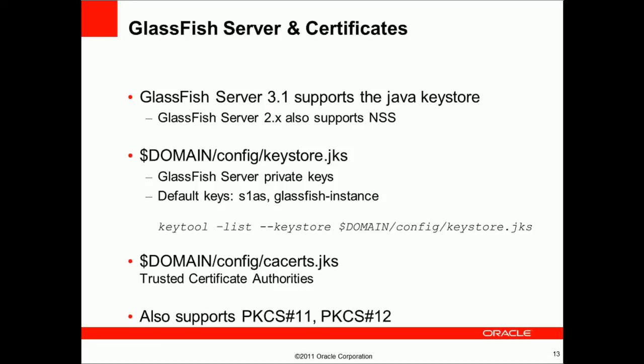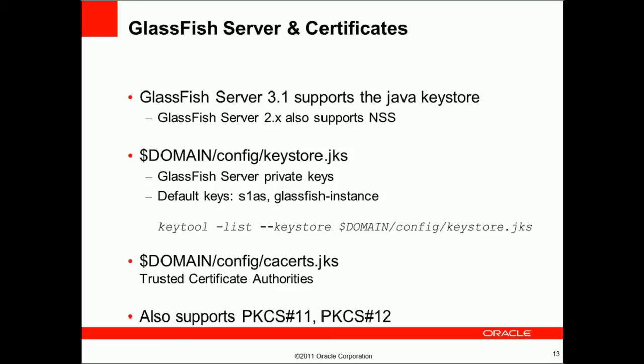There's also a key store to store the trusted certificate authorities, cacerts.jks. If you run keytool -list on that key store, you'll see all the VeriSign and Thawte kinds of certificate authority keys defined there. If you have a certificate or a trusted certificate authority defined inside your organization, you can add it to this store as well. And note that the Java key store also supports PKCS 11 and 12 APIs and file formats. So for those of you transitioning from NSS, that may be able to help you out a little bit.